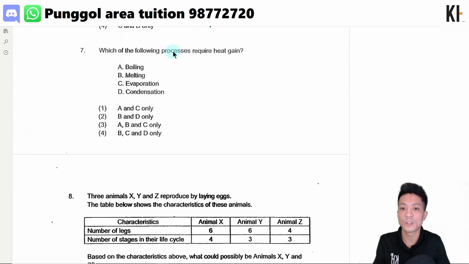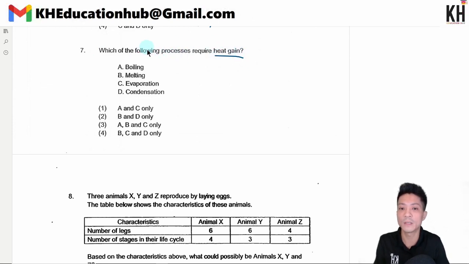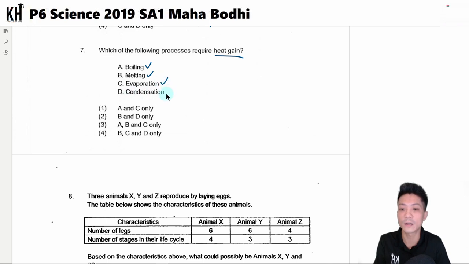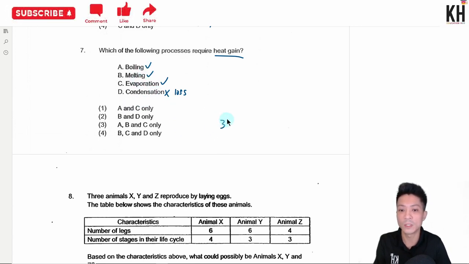Question 7, which of the following processes require heat gain? Boiling requires heat gain. Melting also requires heat gain. Evaporation requires heat gain. And condensation requires heat loss, right? So the answer will be A, B, and C, number 3.